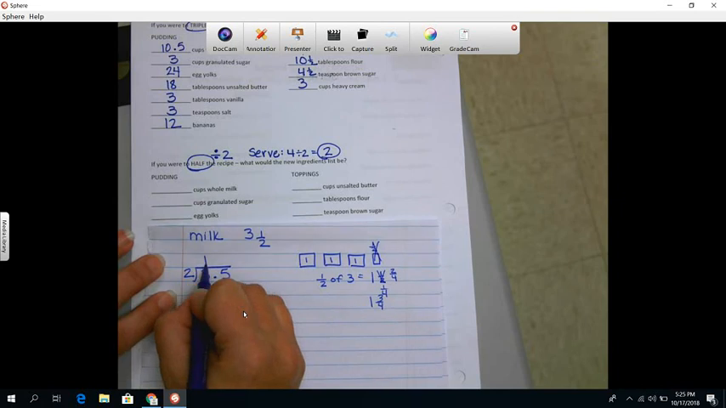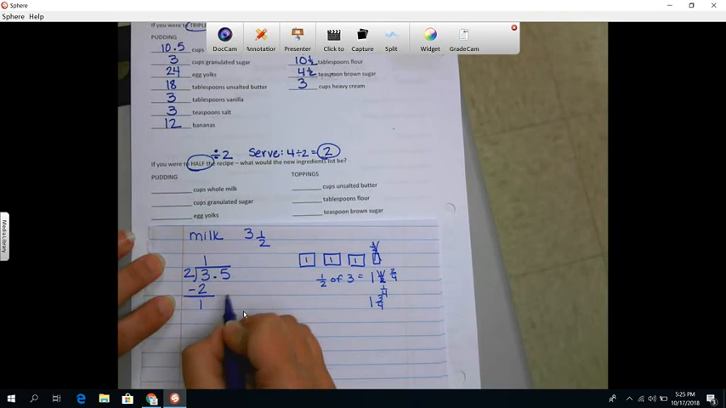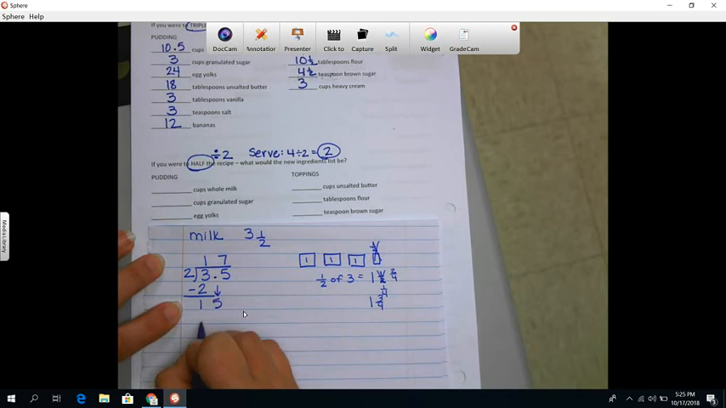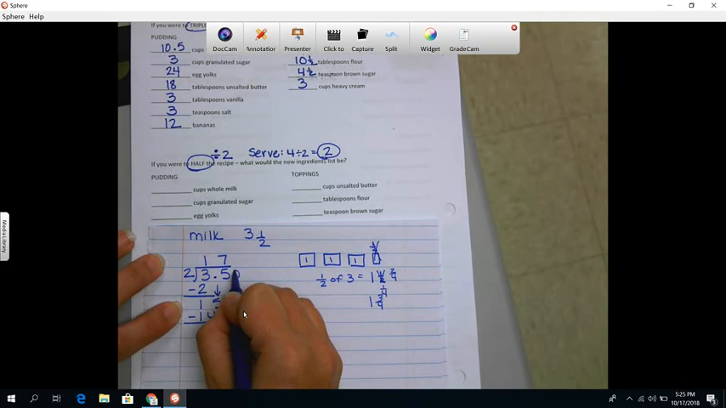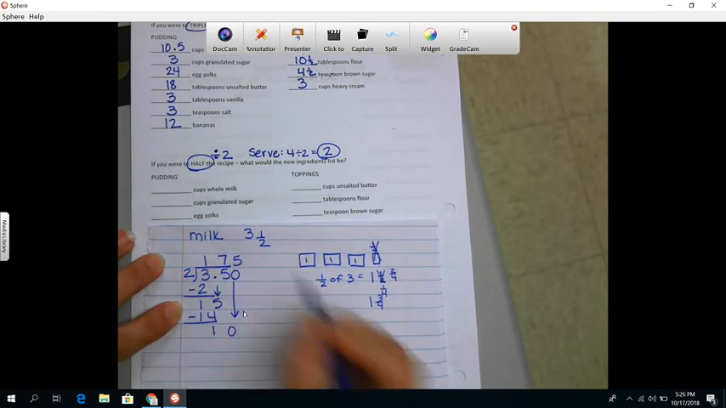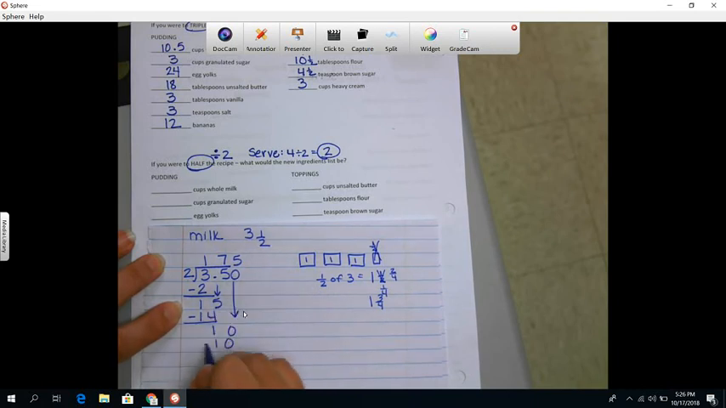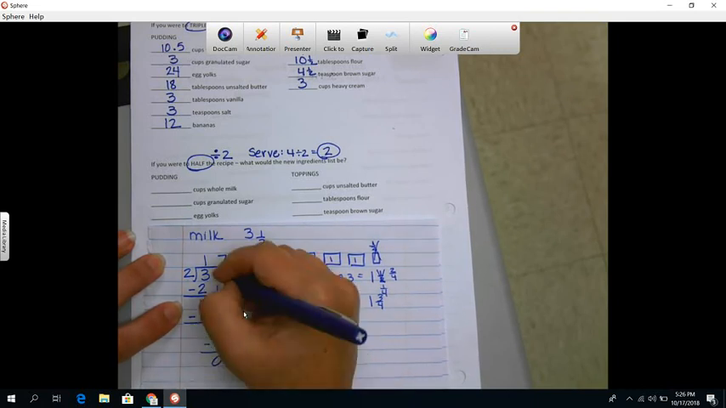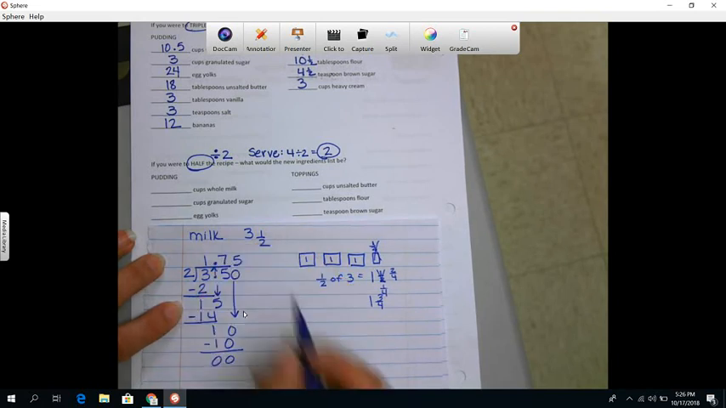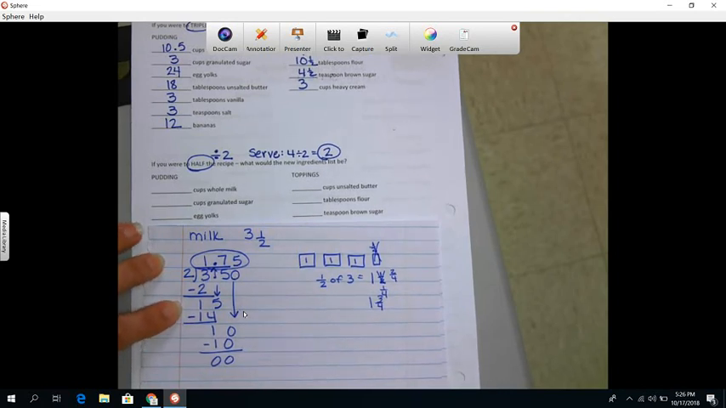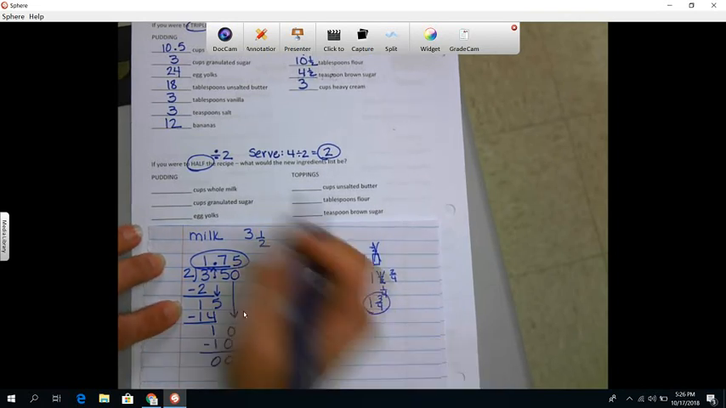2 goes into 3 once. We get 2. Subtract, we get 1. Bring down my 5. 2 goes into 15 7 times. 7 times 2 is 14. Subtract, I get 1. Don't forget we got to add that decimal right here and bring it on down. So 2 goes into 10 5 times. 5 times 2 is 10. Subtract, we get 0. Our decimal point goes straight up. 1.75 is the same thing as 1 3/4. So these are the same answer.